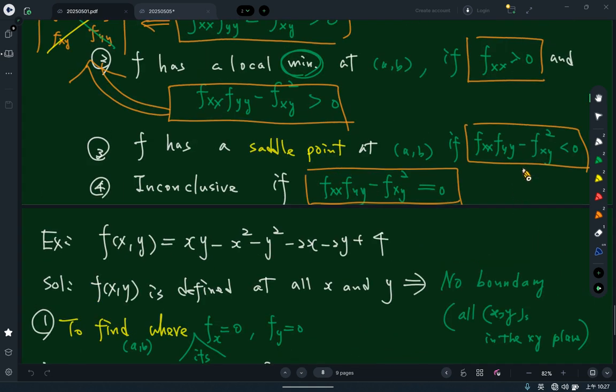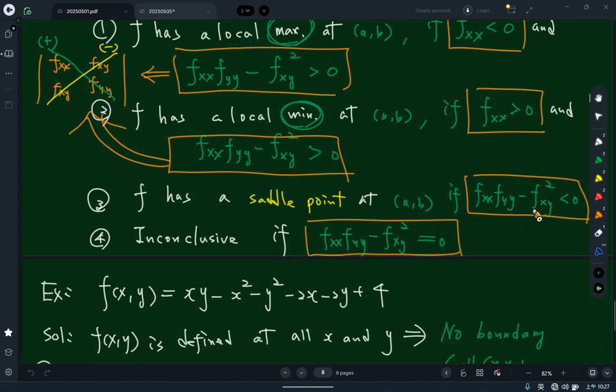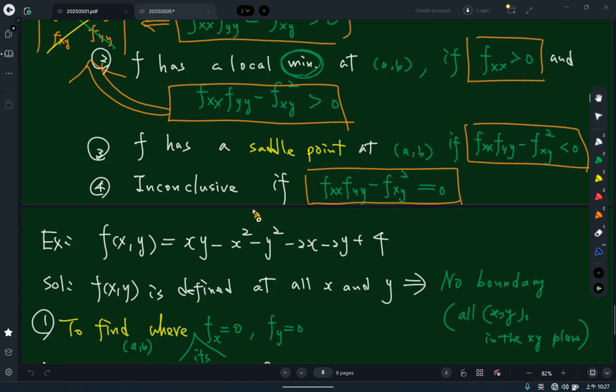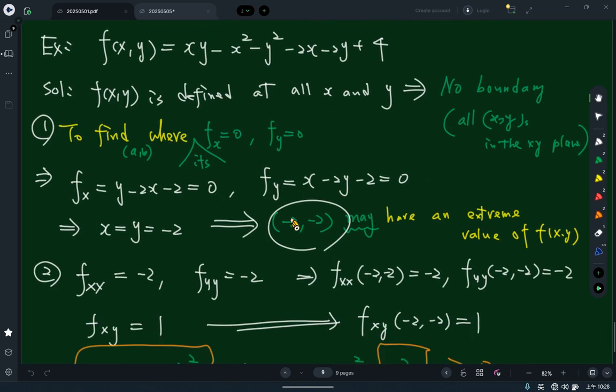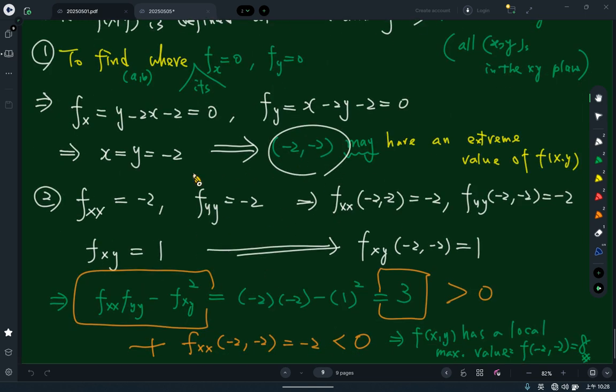But if the discriminant is less than 0, that means it's a negative value, then we will say at this point, the point is a saddle point. Okay, but if unluckily the discriminant is equal to 0, then we will say it's inconclusive. We cannot decide if at (a, b) some extreme case just happened there. Okay, so this time I just provide an example here for your reference.